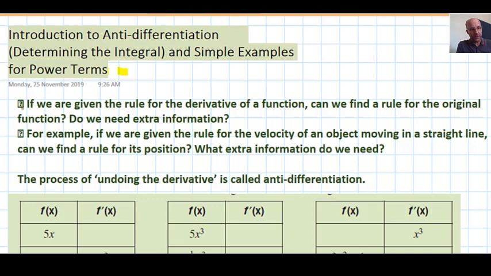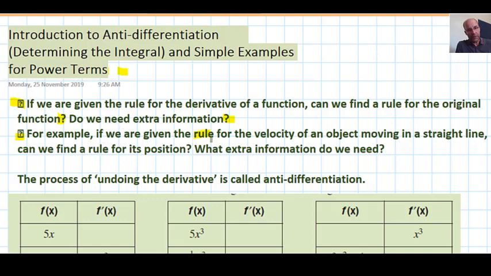A couple of points can frame this video. For the first one, if we're given the rule for the derivative, can we find a rule for the original function to get us back from the derivative? Do we need any extra information, or can we just come up with an easy rule? Can we just reverse the derivative process?